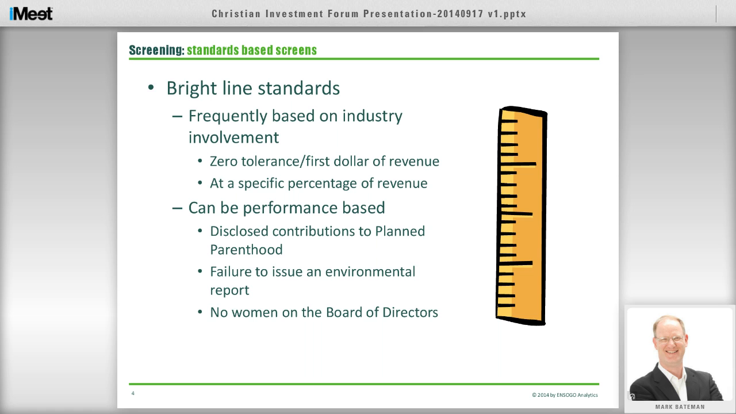But if you look at contributions to Planned Parenthood, that is a topic that's not tied to a specific industry of company, and therefore every company in the Russell 3000, as an example, could potentially make those kinds of contributions, and therefore it's an across-the-board issue. You're evaluating performance, not industry tie, and you could set a criteria that would say, if there are disclosed contributions to Planned Parenthood, then we will exclude that company from a portfolio. So it's creating that kind of structure and language for talking about an exclusion on a bright line basis.